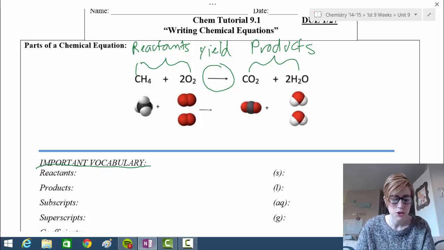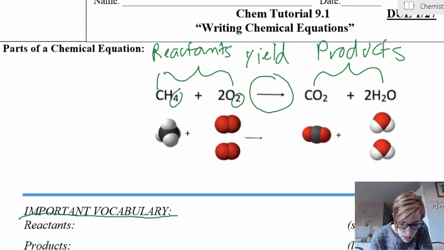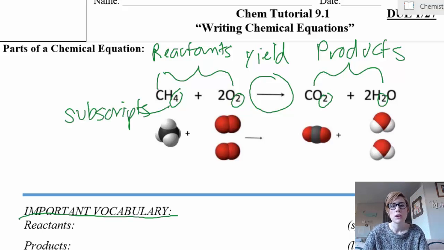Okay, two other terms are subscripts and superscripts. Subscripts are the small numbers at the bottom right-hand corner. Subscripts merely represent the number of atoms inside of that formula. For example, this formula says CH4, meaning that we have 4 hydrogen atoms.